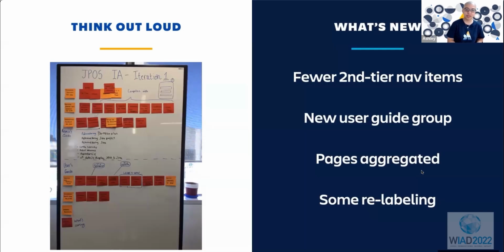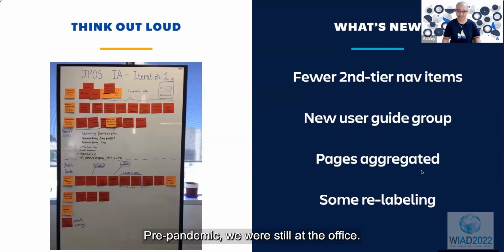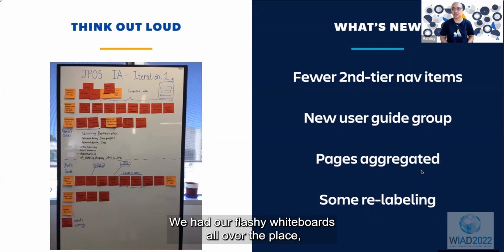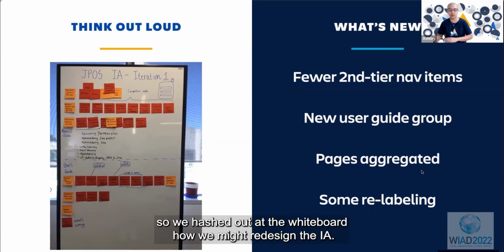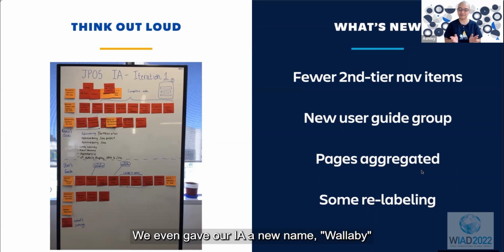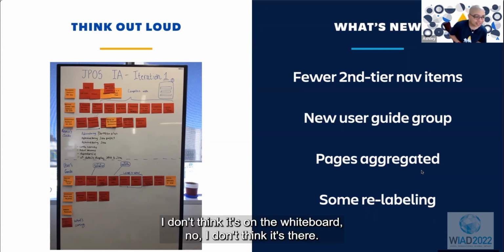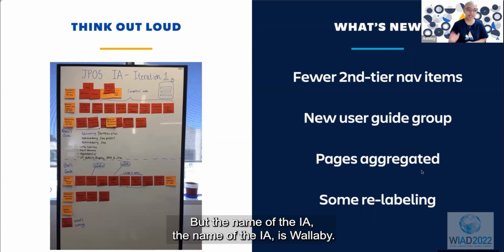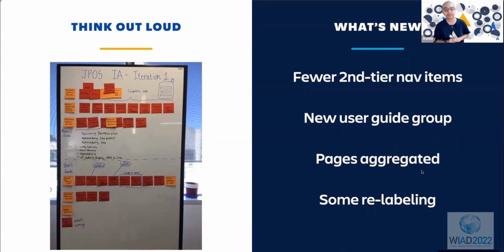We took to the whiteboard. This was obviously 2019, pre-pandemic, we were still at the office. We had our flashy whiteboards all over the place. So we hashed out on the whiteboard how we might redesign the IA. We even gave our IA a new name, Wallaby. I don't think it's on the whiteboard. No, I don't think it's there. Yeah, I don't think we wrote it down. But the name of the IA is Wallaby.